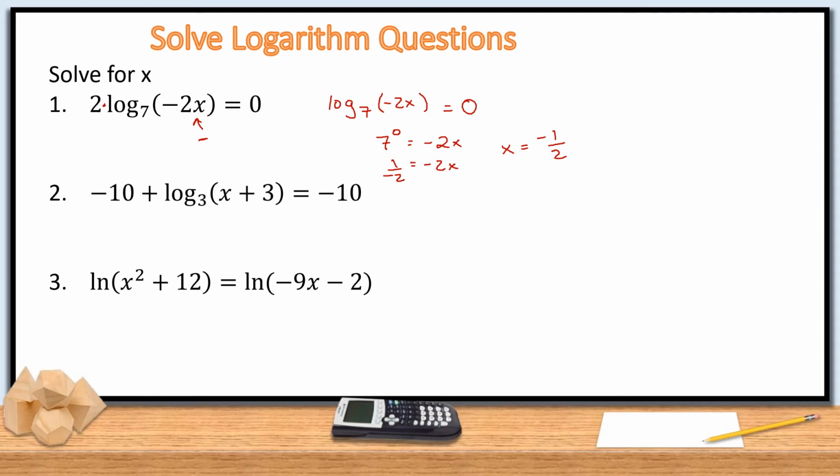So you're using your laws of logarithms to evaluate this down. Next one up, minus 10 plus log base 3 of x plus 3 equals minus 10. So it's minus 10 on both sides. If I add 10 to both sides, it's going to be equal to 0 again, which I'm like, yes, that works.